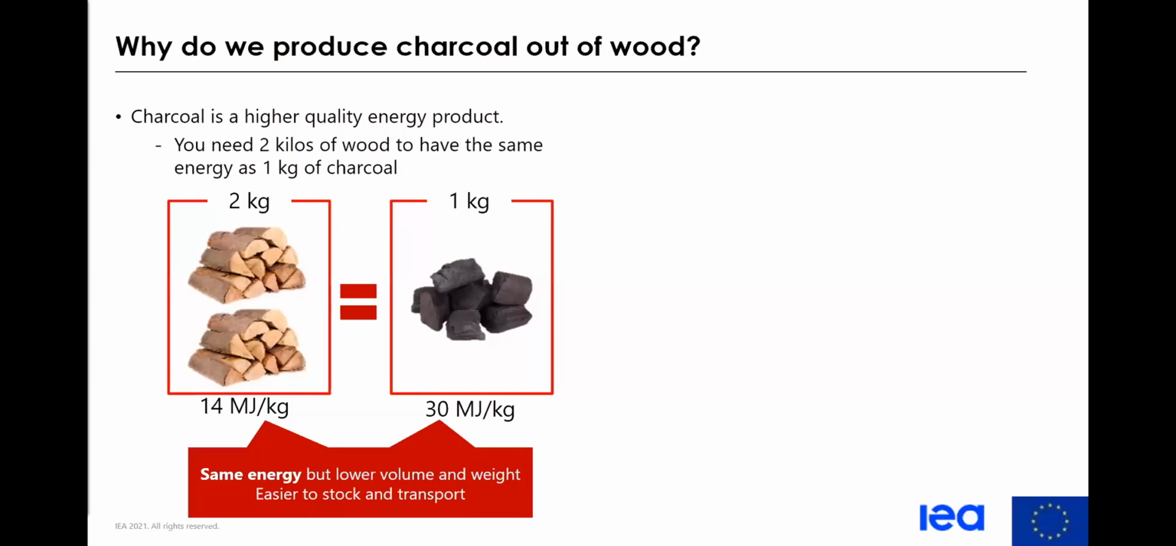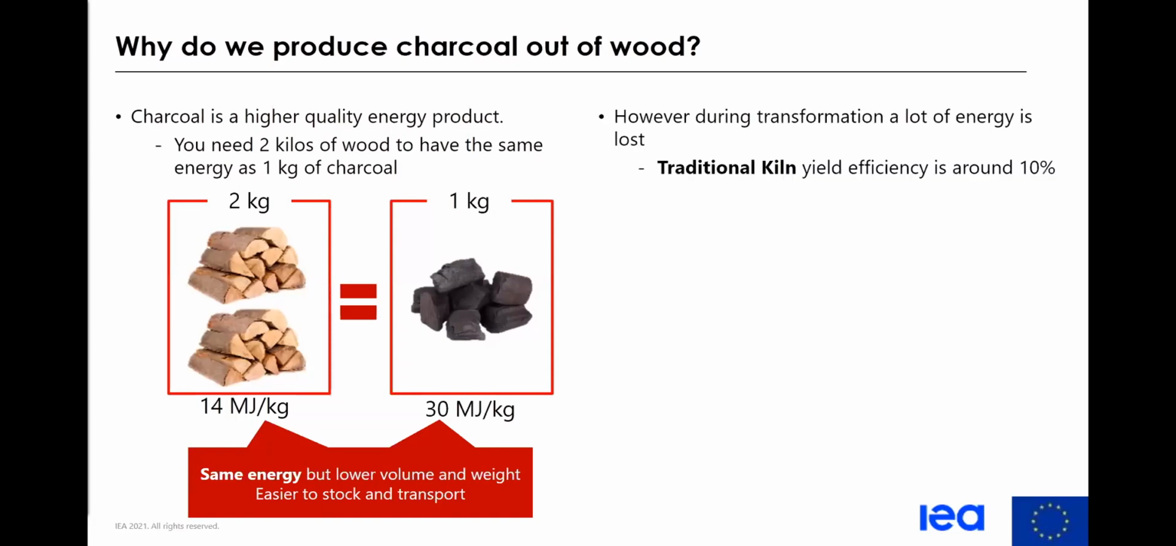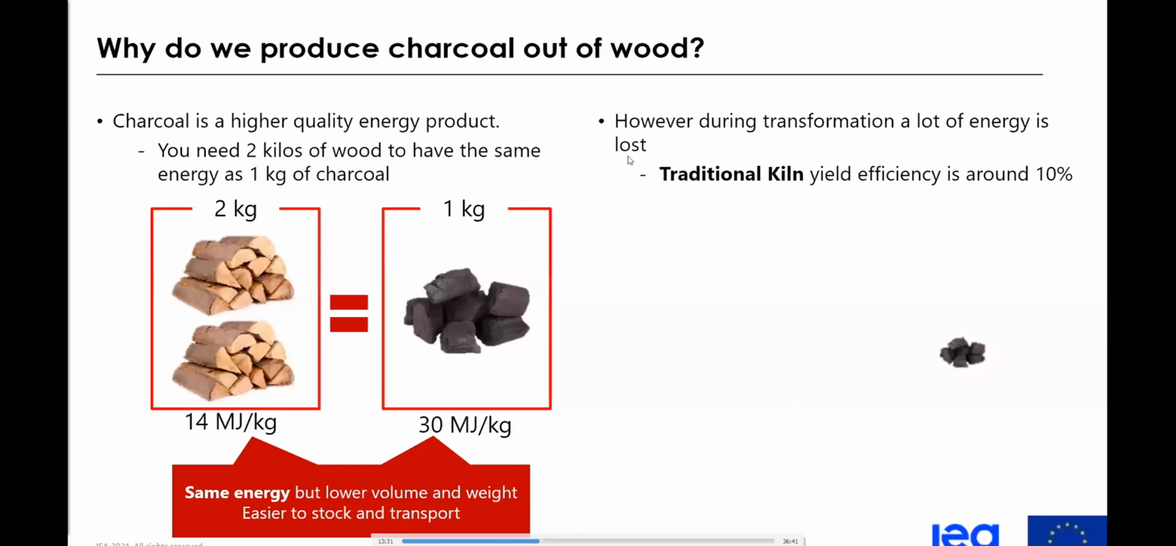However, the transformation of wood into charcoal has a lot of impact. To produce 1 kilogram of charcoal with a traditional earth kiln, you need up to 10 kilos of wood. So you need a lot of wood and so a lot of trees. Therefore, it can lead to deforestation if it is not done in a sustainable way, and will affect the environment.